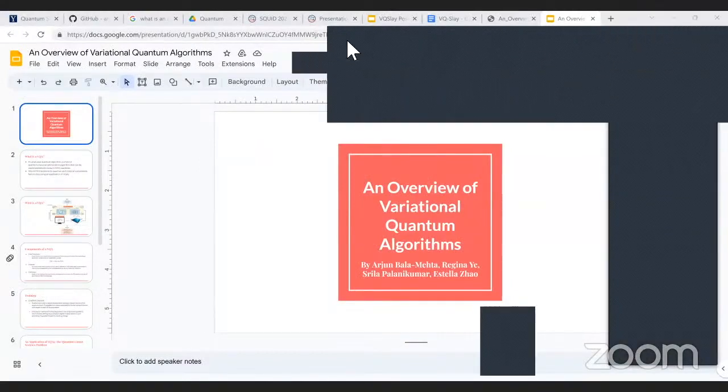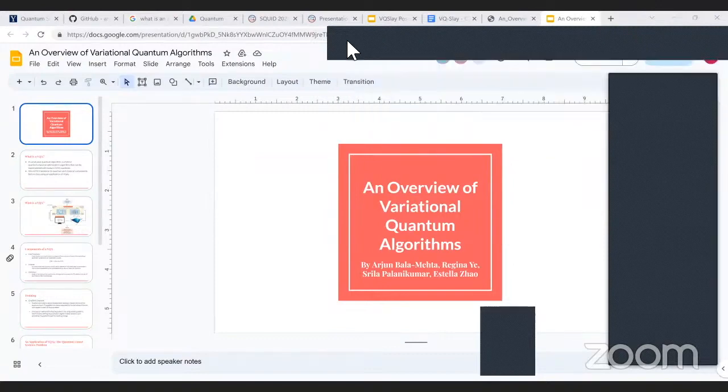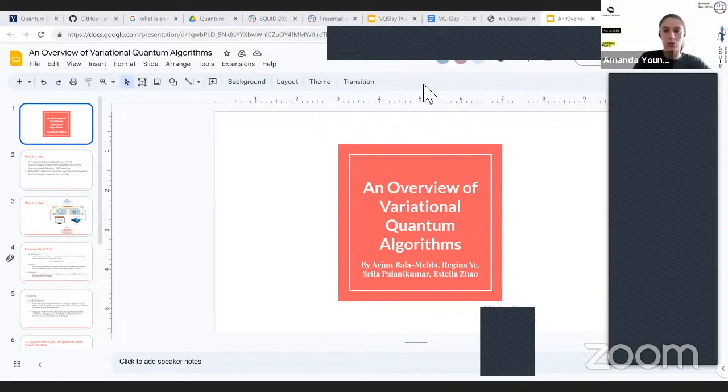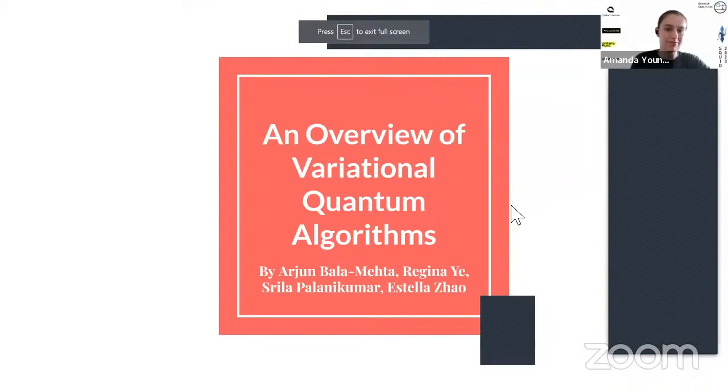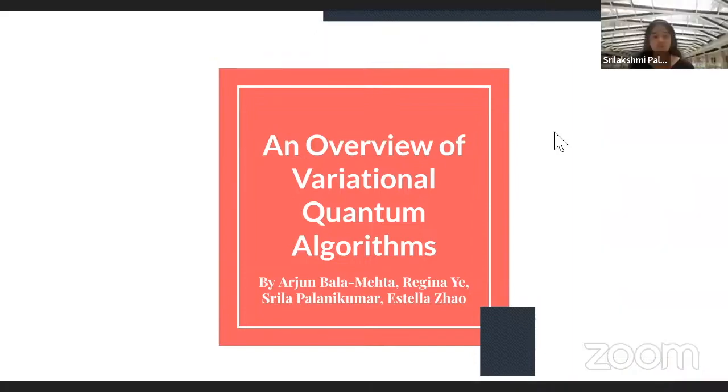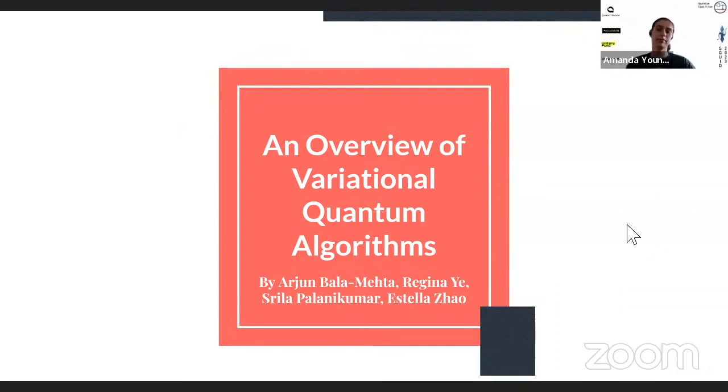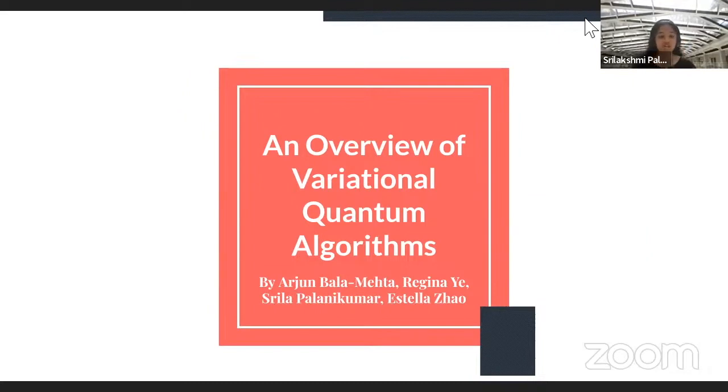Can you see our screen? Yeah, there are a couple boxes in the corners, though, on the sides. They look like the Zoom boxes, so if you could just minimize those as much as you can. Okay, I don't think the boxes are completely gone, but we could get started.